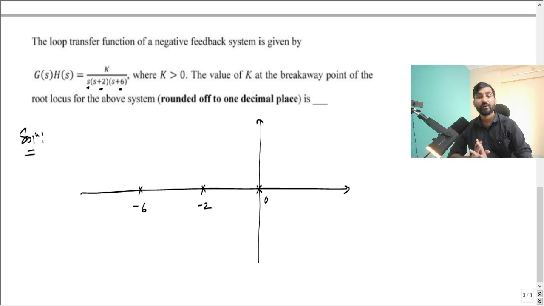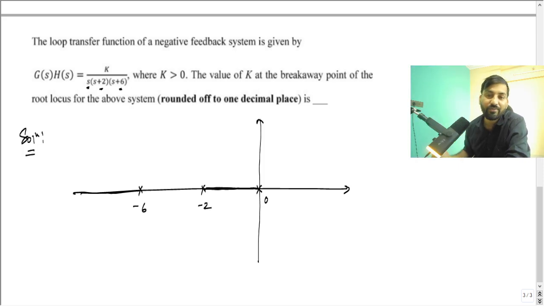where the breakaway point might exist, and that breakaway point must be a valid breakaway point. So please remember that between -2 and 0 there can be one breakaway point. A breakaway point might occur between two poles, like when these two poles are there, because between -2 and 0 the root locus segment can exist. But between -6 and -2, the breakaway point will not be a valid breakaway point, remember that.